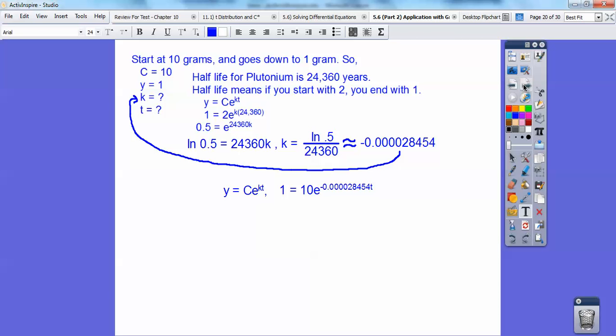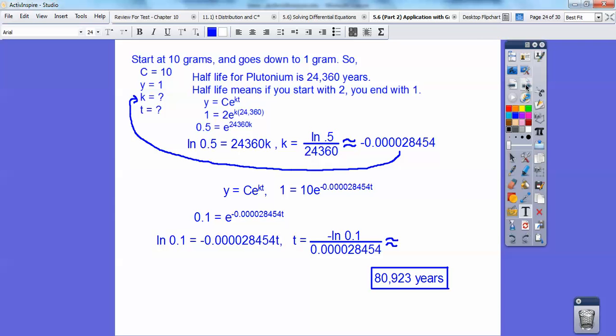Okay, so now I'm going to plug in my initial amount, my final amount, and then there's my k right there. Okay, I'm going to divide both sides by 10. 1 divided by 10 is 0.1. Okay, now I'm going to natural log both sides, so I'm going to get that right there, and then divide by this long decimal right here. We have our graphing calculators that can take care of that, no problem. And I get 80,923 years.